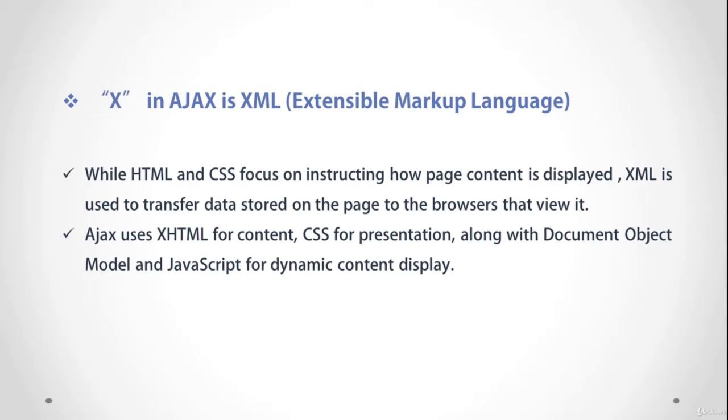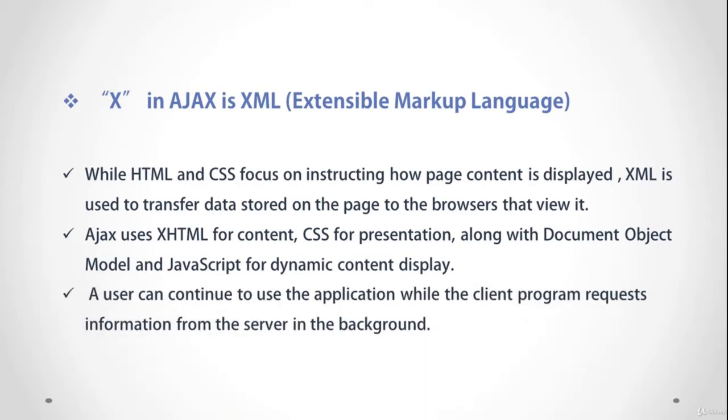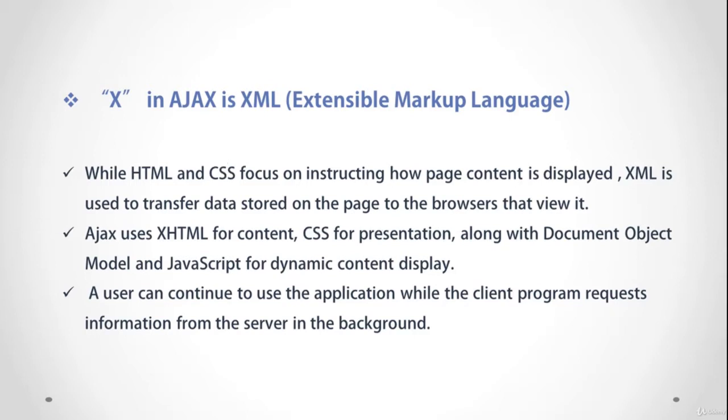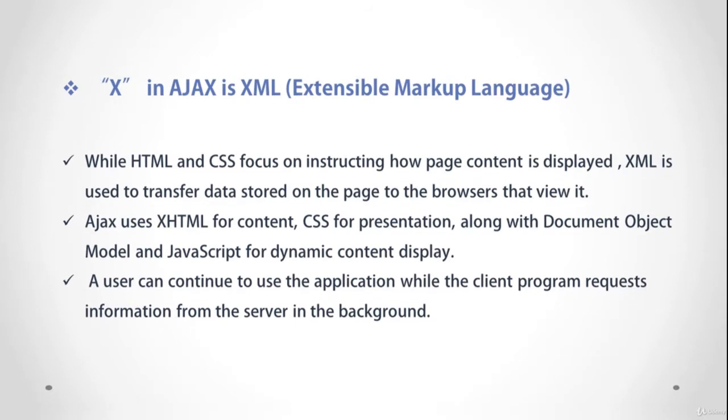Ajax is a web browser technology independent of web server software. A user can continue to use the application while the client program requests information from the server in the background. Ajax cannot work independently. It is used in combination with other technologies to create interactive web pages. Now let's understand how Ajax works. Ajax communicates with the server using the XMLHttpRequest object.